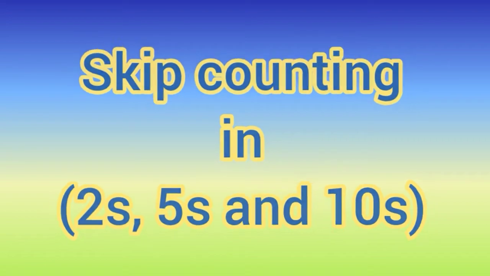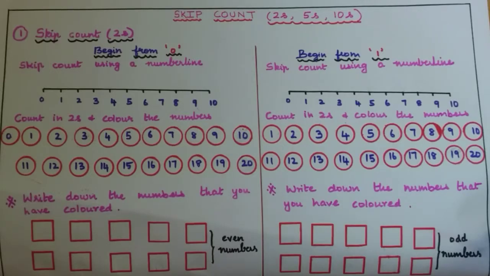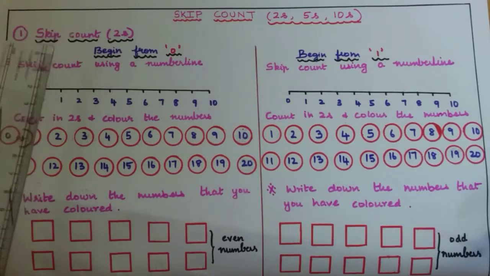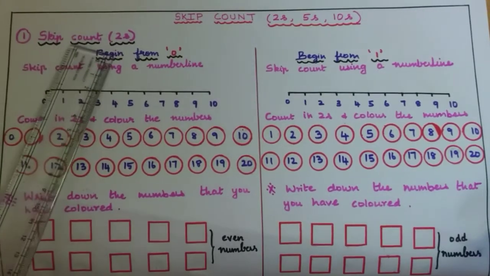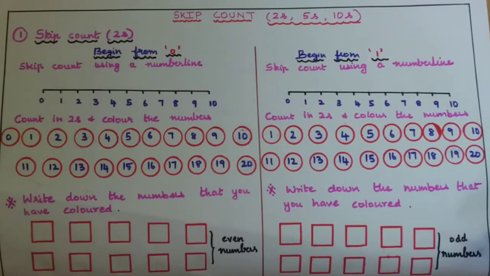So first, let's see skip counting in twos. For this, you can introduce various activities to kids, wherein first you introduce a number line from 0 to 10 and ask them to start from 0 and skip one number each time. So, you land on every second number. This is skip counting in twos.